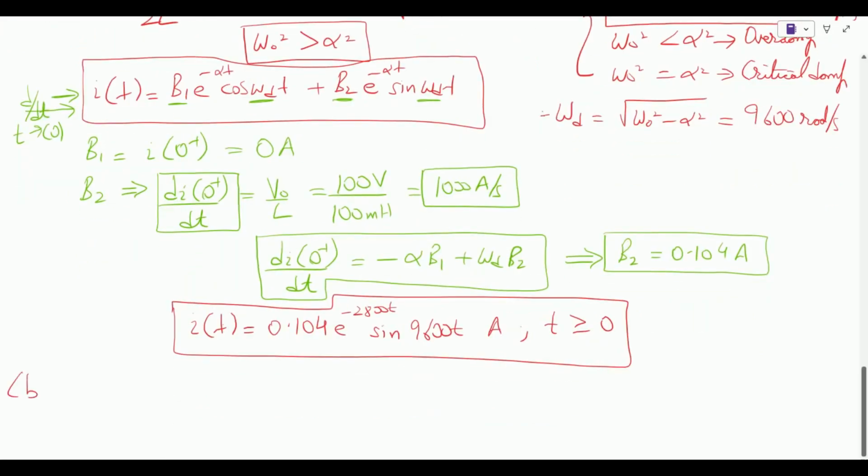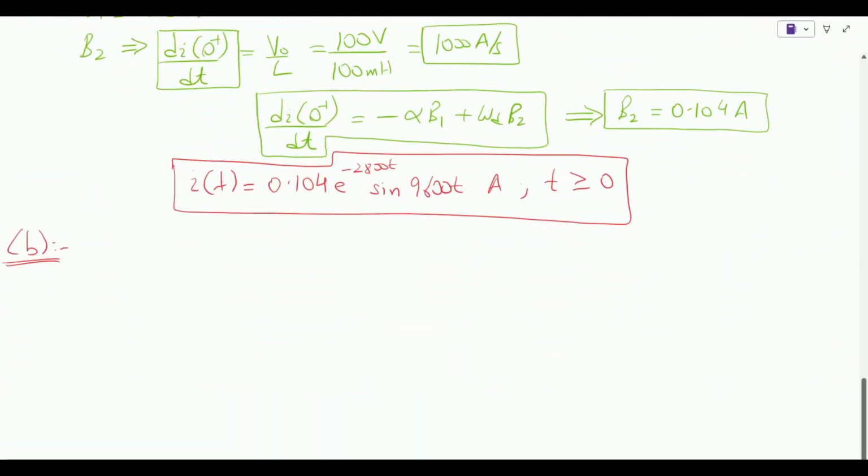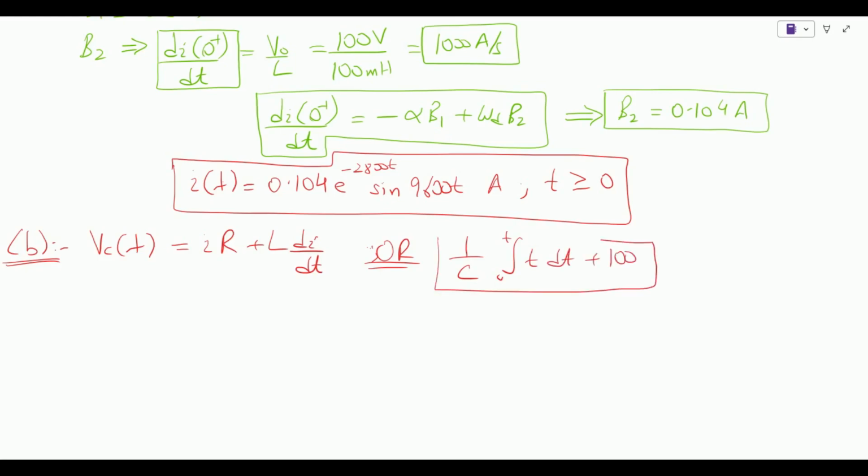Now in the second part we need to find the voltage which will appear across the capacitor. At time 0, initially it was 100 volts. Now what is going to be the voltage appearing when the switch has been closed? We can either apply KVL, where it is the voltage across the resistor plus the voltage across the inductor, which is L di/dt, or we can directly find the voltage across the capacitor using the second form, which is the integral of i dt from 0 to t plus the initial voltage V naught, which is 100. Any of these two equations can be used to find the voltage across the capacitor.